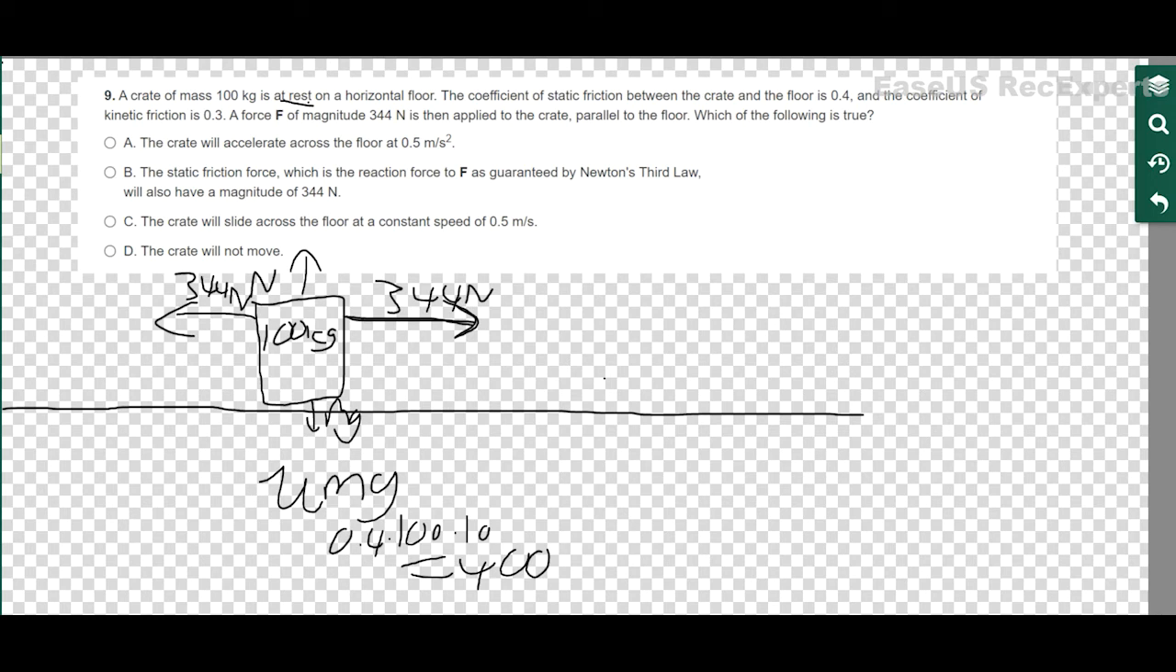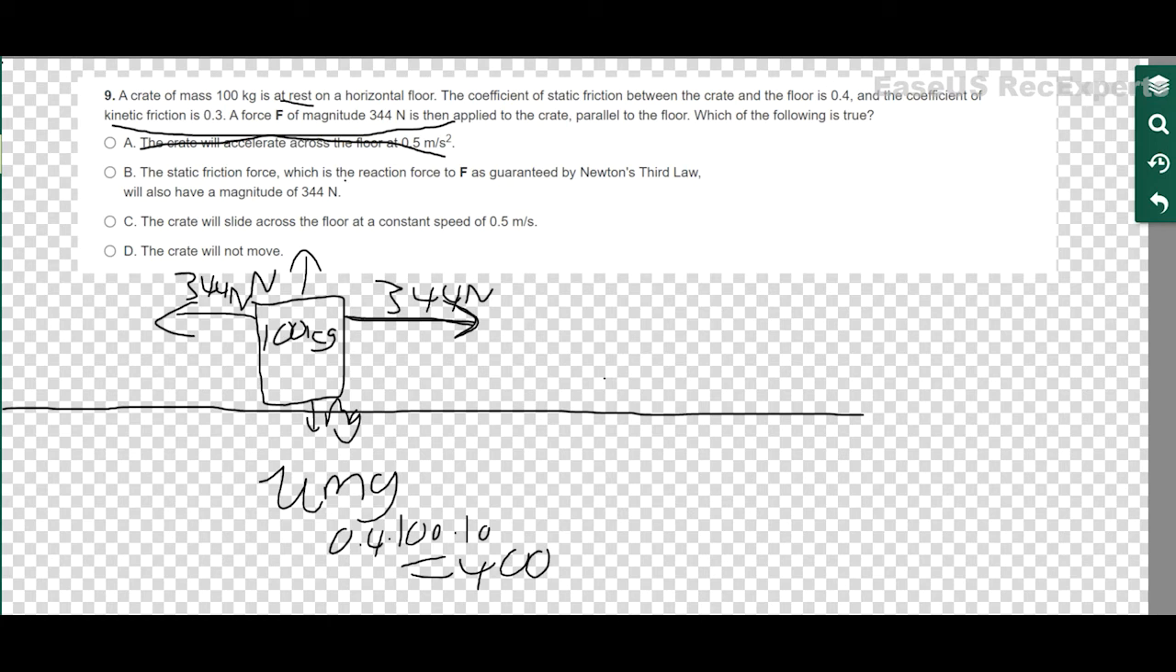So let's read the choices. The crate will accelerate across the floor. No, because you still have not broken the static friction barrier. Now, the static friction force, which is the reaction force to F as guaranteed by Newton's third law, will also have a magnitude of 344 newtons.